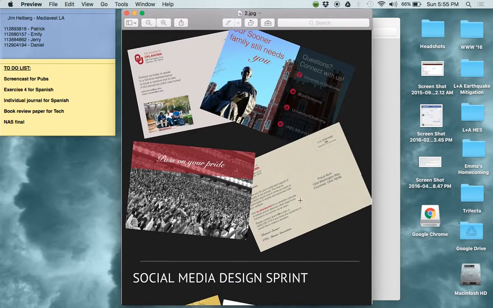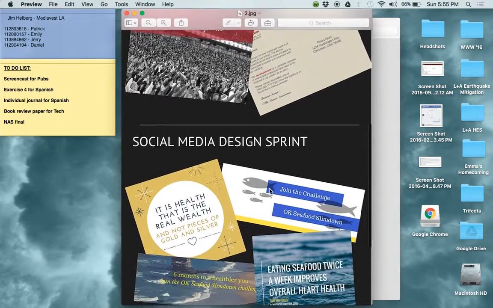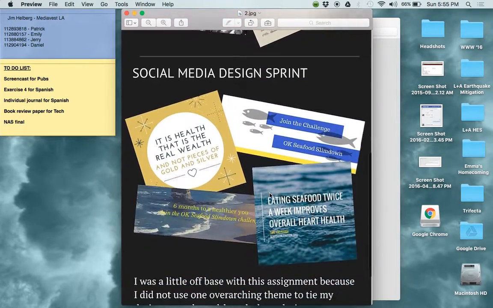This second one was focusing on recent alumni, so I put a letter on the back to them that specifically addressed alumni, as well as tried to make the front of this direct mailer a little more nostalgic by making it black and white. Our next assignment was the social media design sprint.